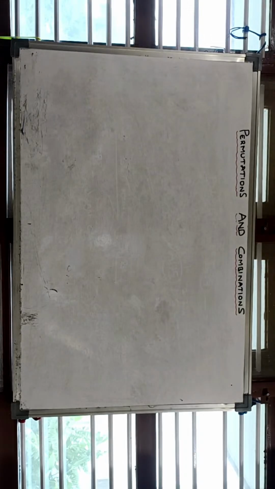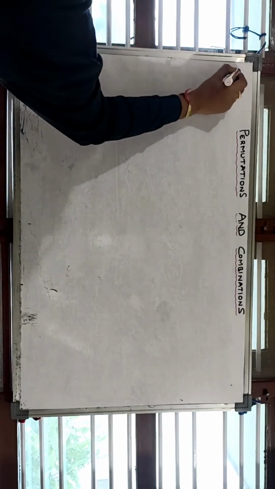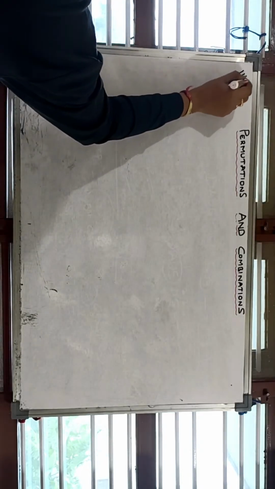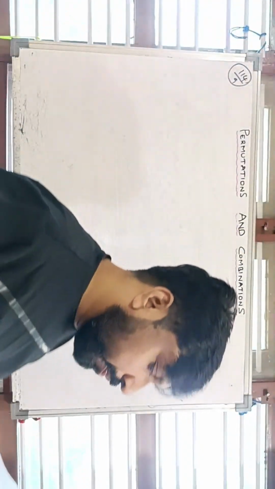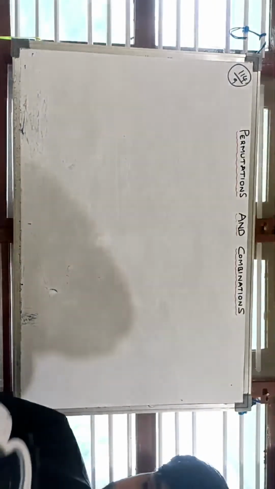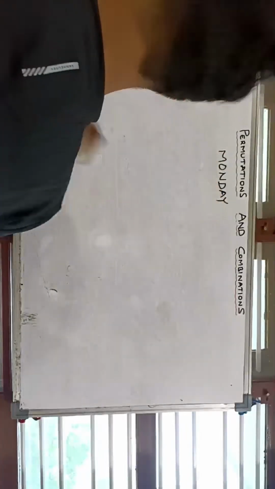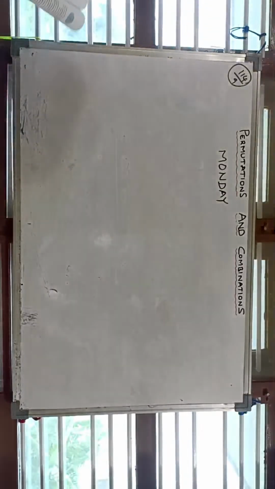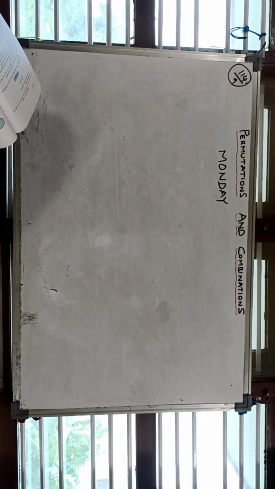Question number 9. Page number 114, question number 9 in the same exercise. How many words, with or without meaning, can be made from the letters of the word MONDAY? M-O-N-D-A-Y, Monday. Assuming that no letter is repeated, you are not supposed to repeat any letter.